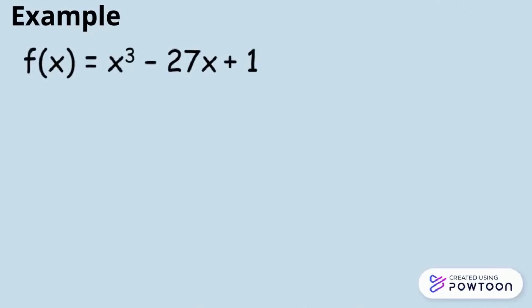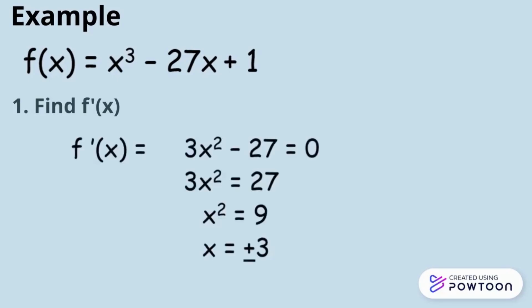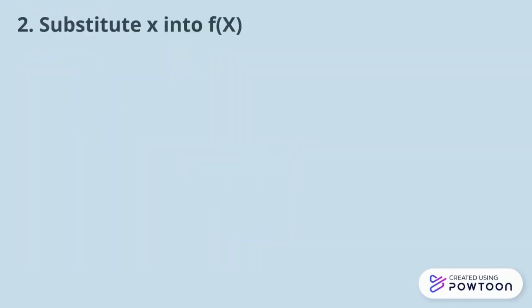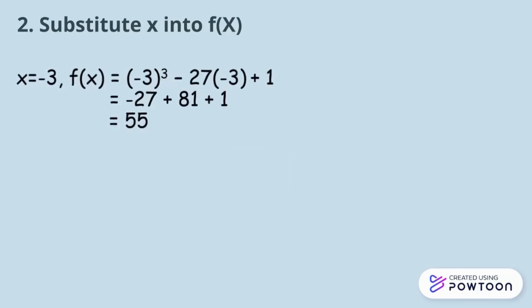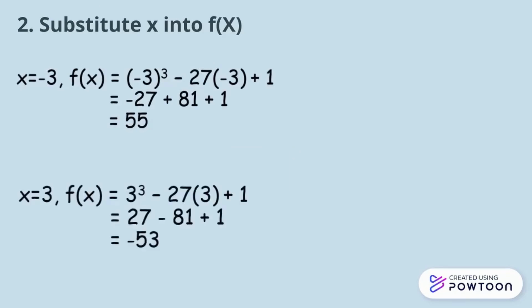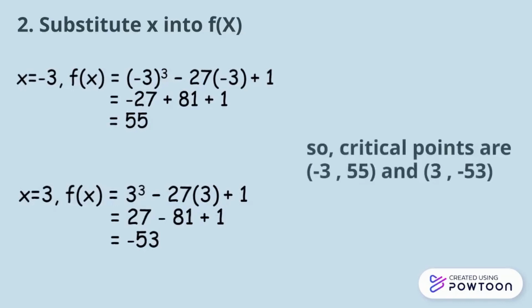For the example of f(x) equal to x power 3 minus 27x plus 1, we need to find the value of f prime x first. After that, we can know that the value of x equal to plus or minus 3. Then, we will substitute x equal to negative 3 and x equal to 3 into f(x). So we will get the critical points (negative 3, 55) and (3, negative 53).